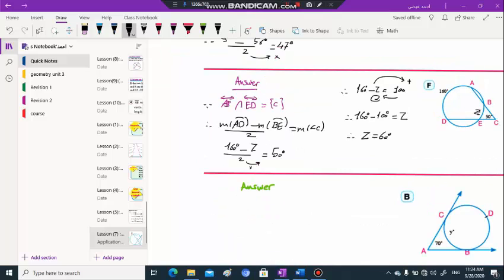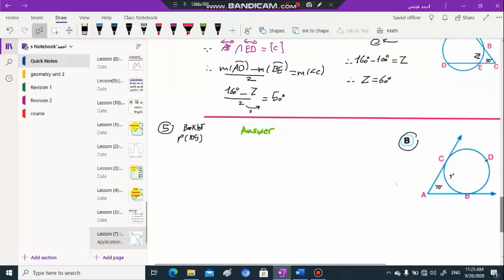So we have another example, example 5, booklet page 105, example B. In this example, we want to find the value of Y, and we have angle A equals 70 degrees. So angle A is between the two tangents AC and AB. The two tangents AC and AB intersect at the point A.